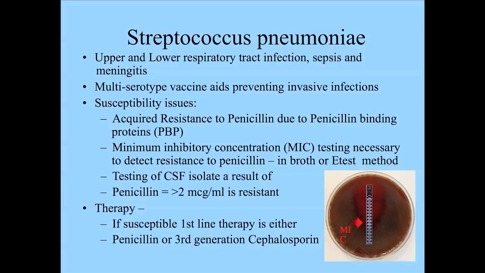There are some unusual susceptibility issues associated with Streptococcus pneumoniae. They can acquire resistance to penicillin due to penicillin binding proteins. In this acquisition, you will have an increase in the minimum inhibitory concentration of strep pneumo to penicillin. You have to be careful the way you test strep pneumo. You cannot use Kirby-Bauer testing, and you have to use some type of MIC determination to test for whether penicillin is susceptible or not. If you're testing CSF isolates for strep pneumo, the penicillin MIC must be greater than or equal to 2 to be considered resistant.